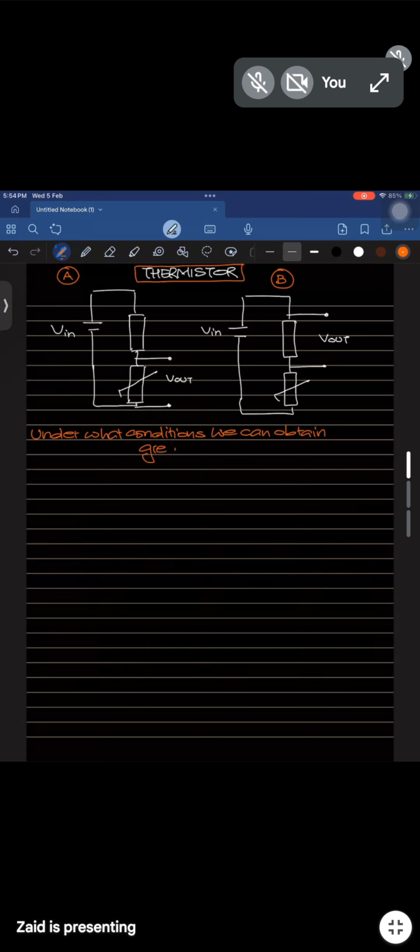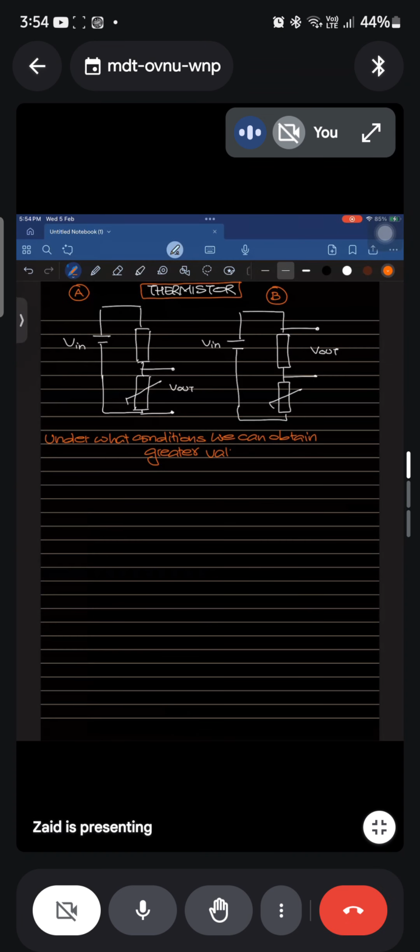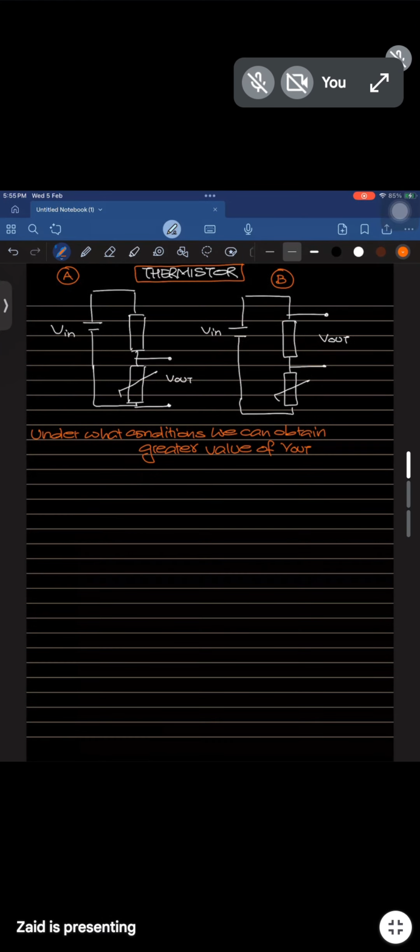Sir, can you repeat again what's thermistor? Thermistor basically is temperature dependent. Temperature dependent means that when the temperature increases, the resistance of thermistor decreases, and we are going to have a lower voltage, or the output voltage that is given because of thermistor is going to be lower.